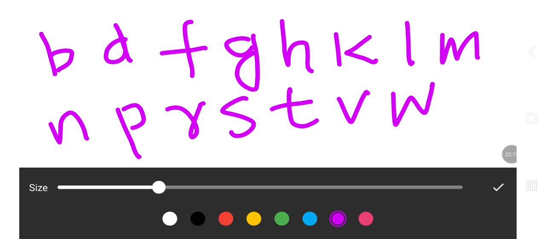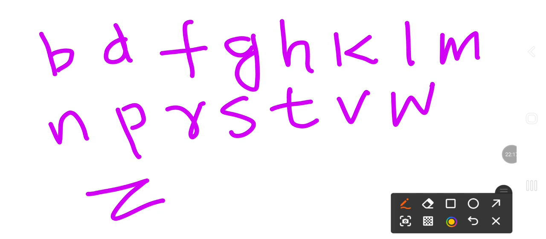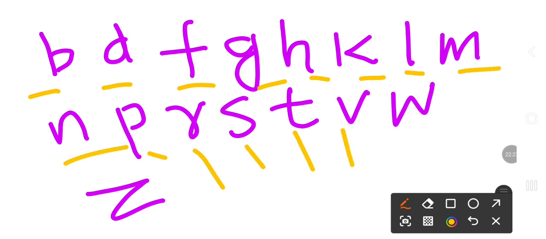So here you can count again. These are the 16. 1, 2, 3, 4, 5, 6, 7, 8, 9, 10, 11, 12, 13, 14, 15, 16. So you don't have to remember these. These 16 you know very well. Now come to new sounds.